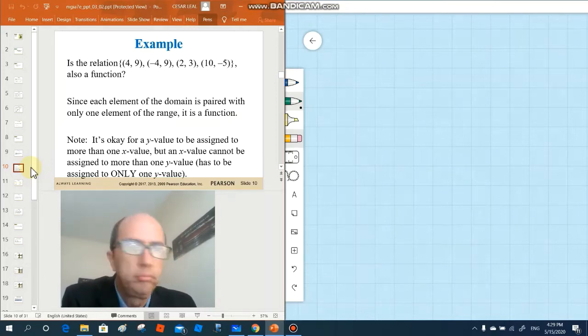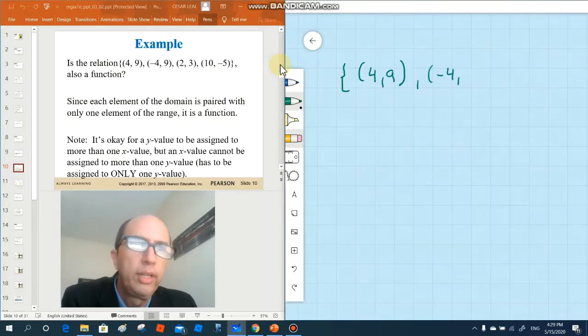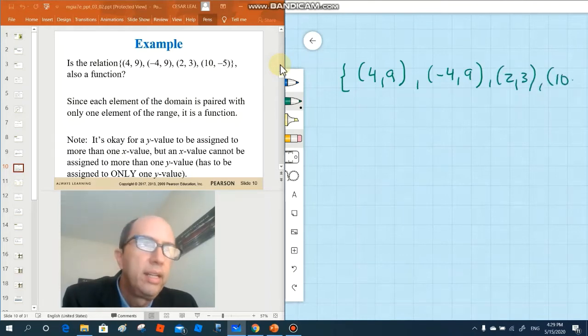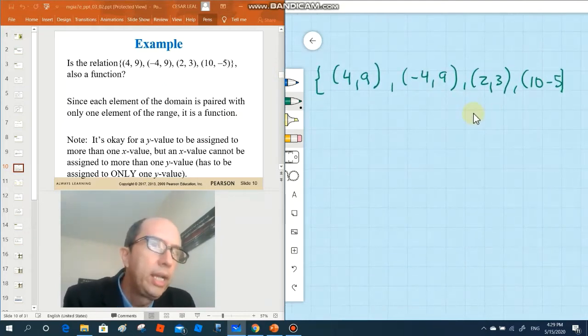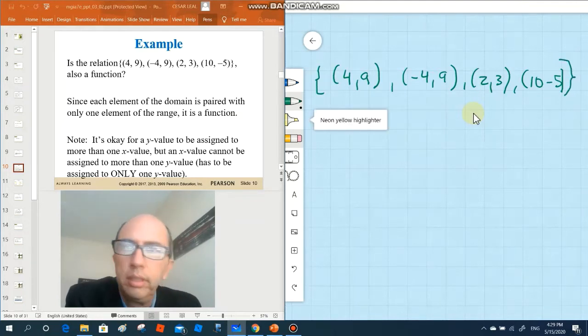Is the relation, let me write it down here, (4, 9), (-4, 9), (2, 3), (10, -5), a function? And how do we check it out?